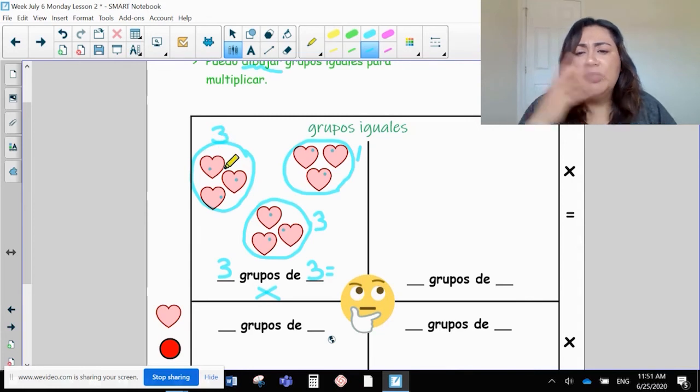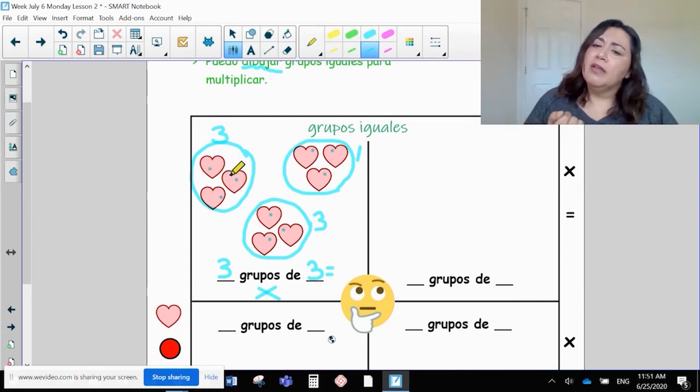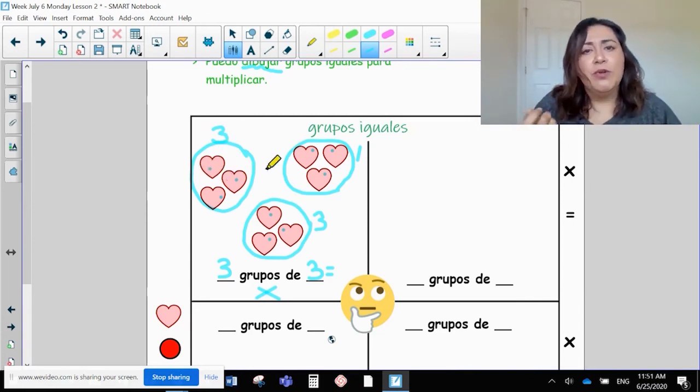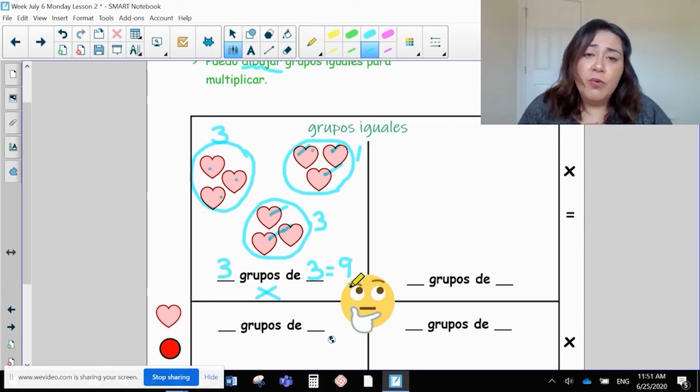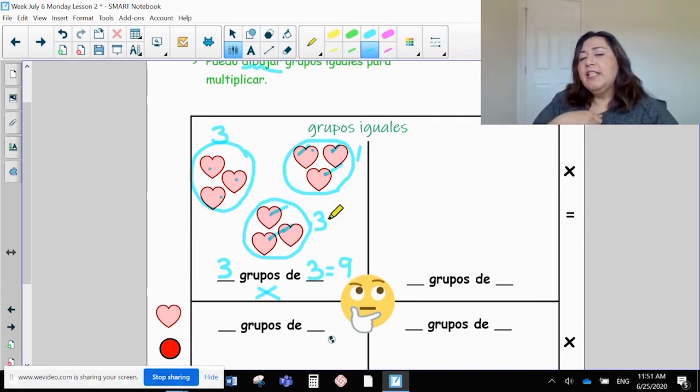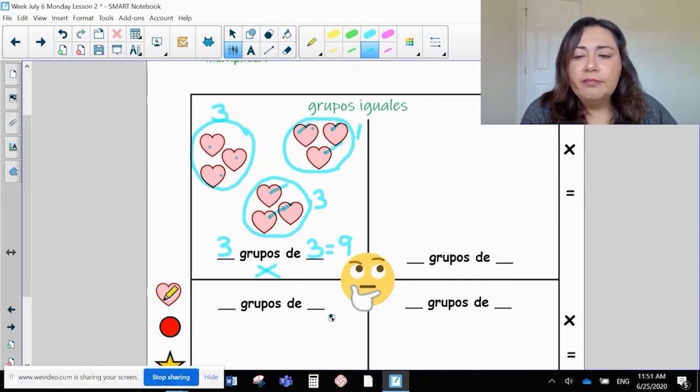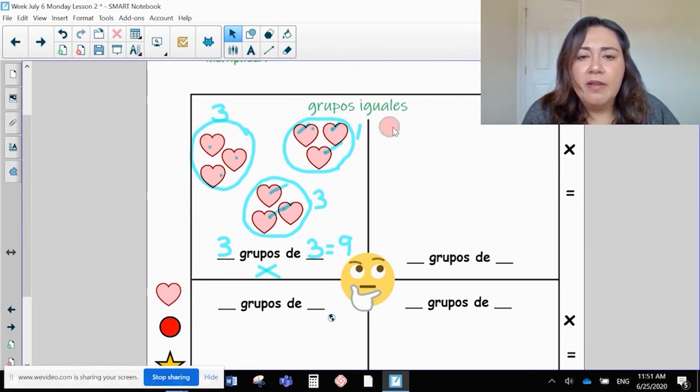3 grupos de 3. Vamos a ver. No sé contar de 3 en 3. Si no sabemos contar de 3 en 3, podemos contar empezando con un grupo que sí sabemos. 3, 4, 5, 6, 7, 8, 9. Hay 9 en total. Así que el producto de 3 por 3 es 9. Muy bien. Ahora vamos a intentar otro ejemplo usando estos círculos.